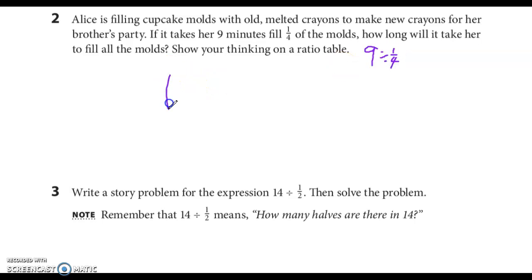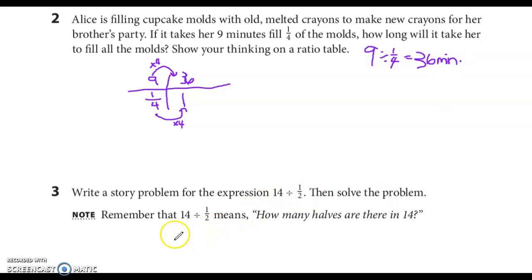So we're going to go ahead and put this in a ratio table, 9 over 1/4. And we want to get 1/4 to 1. In order to get 1/4 to 1, we have to multiply it by the denominator of 4. And that would give you 1. What we do to the bottom, we do to the top. 9 times 4 is 36. So it's going to take her 36 minutes to fill all of the molds. So 9 divided by 1/4 equals 36 minutes.